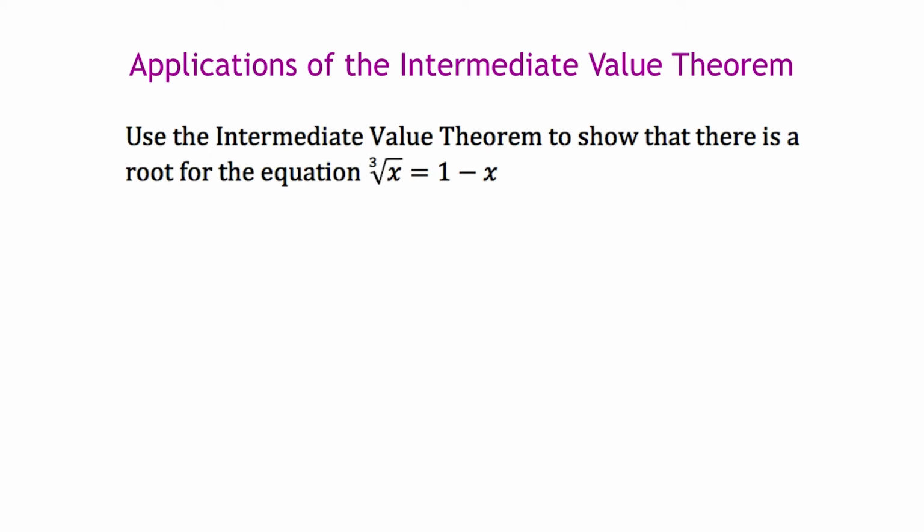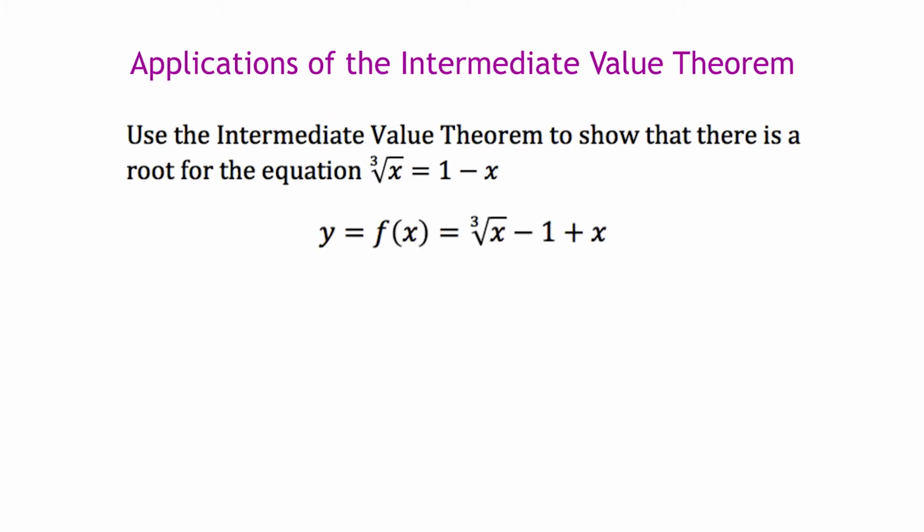In this problem, it wants us to show that there is a root, meaning an x value that satisfies the equation root 3x equals 1 minus x. How do we do such a problem? Here, we can set up a function y which equals root 3x minus 1 plus x. So finding the root for the equation is transferred to a problem of finding an x value that will give a corresponding y value of 0.